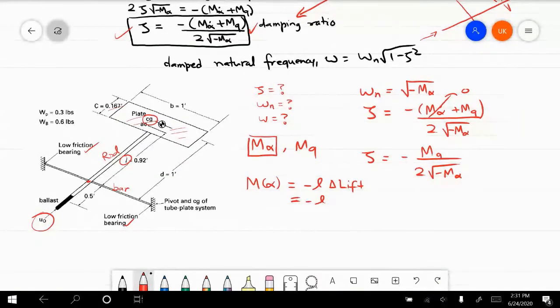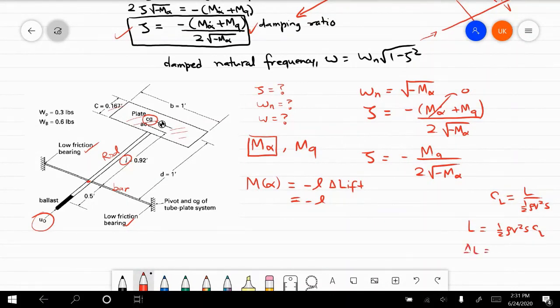Now, what is the change in lift? Well, think about the definition of lift coefficient first. Lift coefficient is lift divided by half rho v square s. So lift is equal to half rho v square s CL. So change in lift equals half rho v square s times the change in the lift coefficient. And what is this change in lift coefficient? Change in lift coefficient is equal to the lift slope with respect to alpha times change in alpha, right?